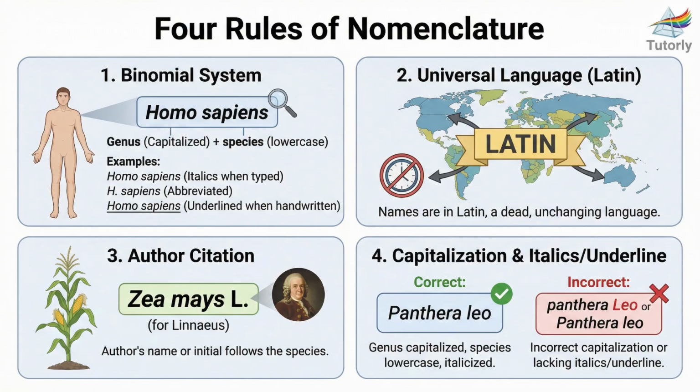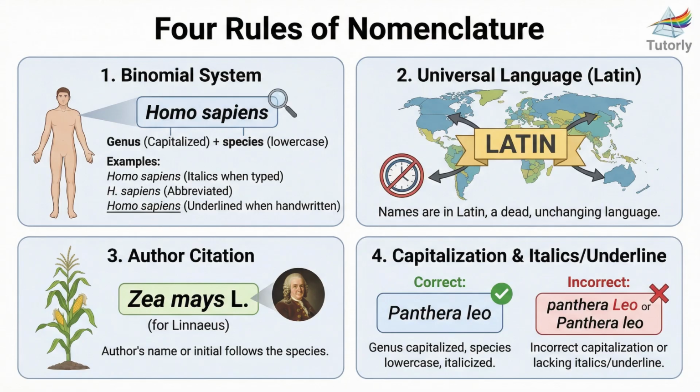Rule 2. Capital and small. The genus name always starts with a capital letter. The specific epithet always starts with a small letter. Mangifera, capital M. Indica, small I. Never capital I.